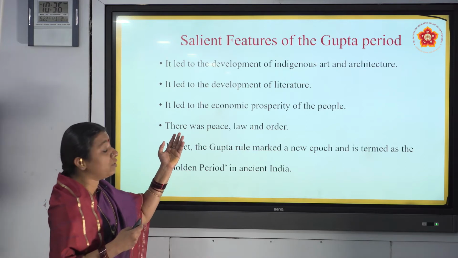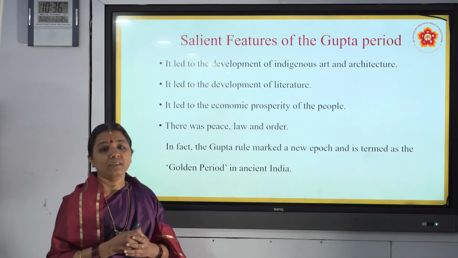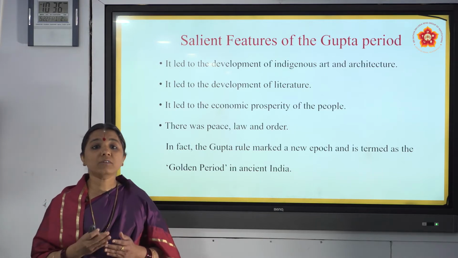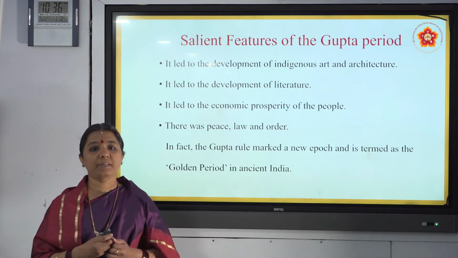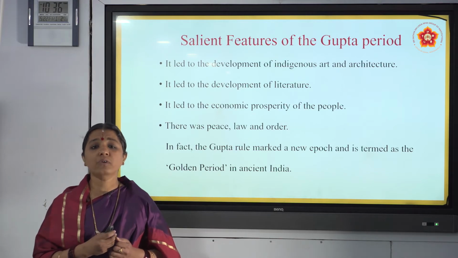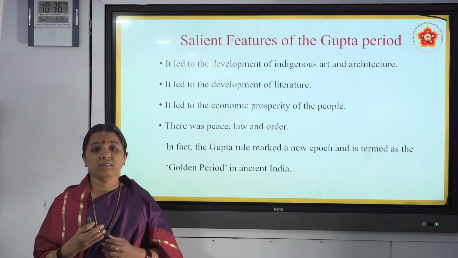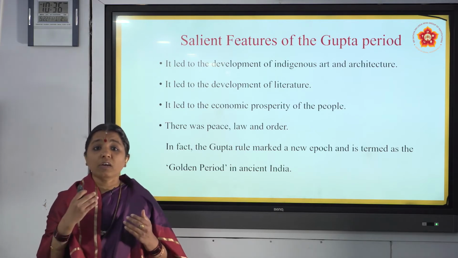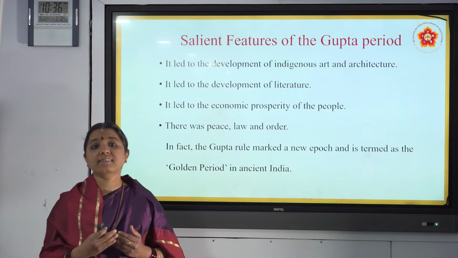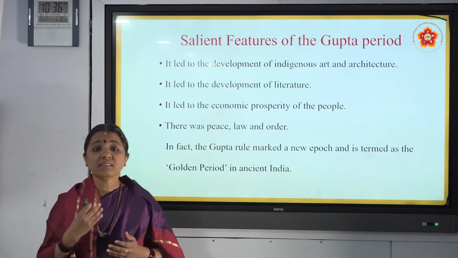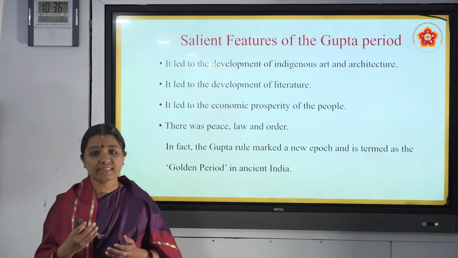It led to the development of literature. Religious literature like the Vedas were brought into writing during the Gupta period. And also the Sanskrit language gained momentum. It got a lot of encouragement and grants at the hands of Gupta rulers. Gupta rulers asked the scholars to write books in Sanskrit.